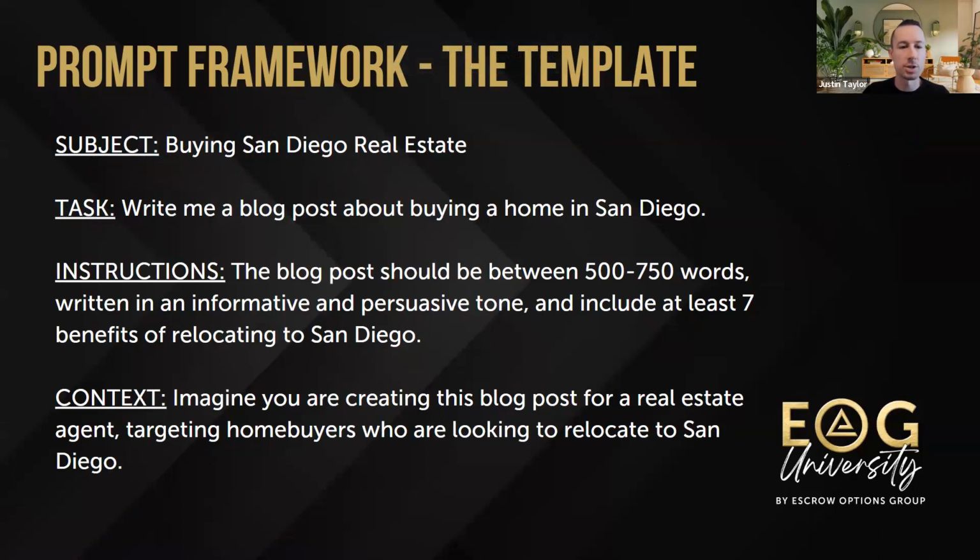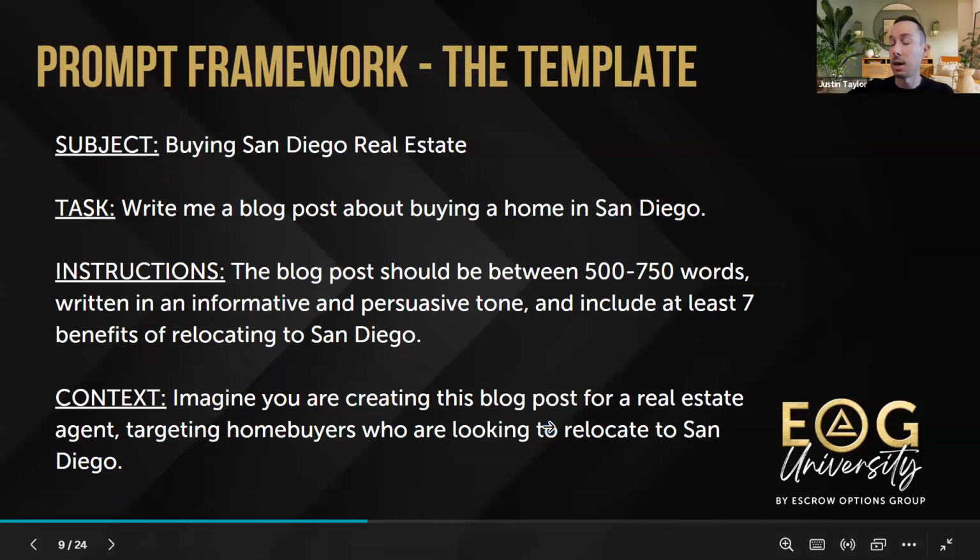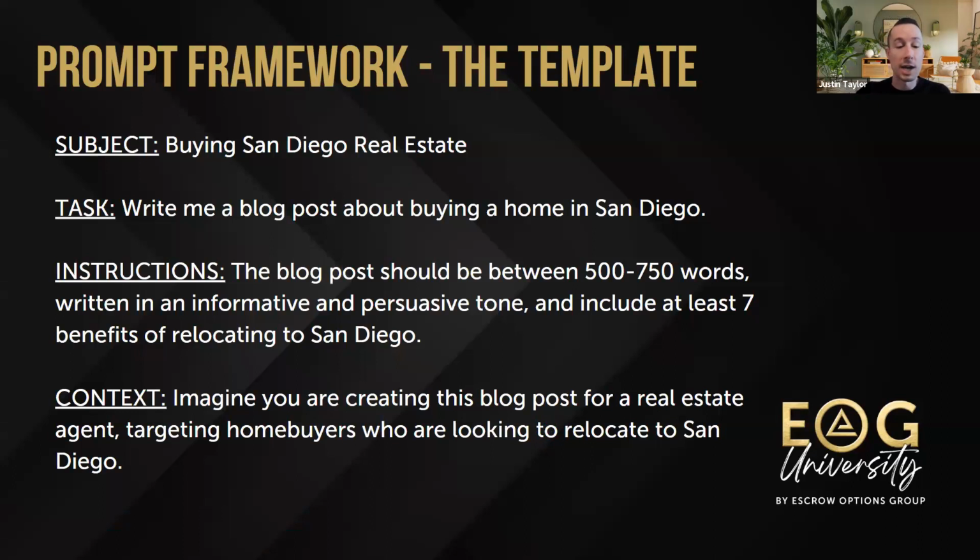Cool, what are the clear instructions? The blog post should be between 500 and 750 words this time, written in an informative and persuasive tone, and include at least 7 benefits of relocating to San Diego. Context: imagine you're creating this blog post for a real estate agent targeting home buyers who are looking to relocate to San Diego. Those details are important. Relocating to San Diego, right? Because now ChatGPT is going to know that it needs to focus on the relocation portion of it.